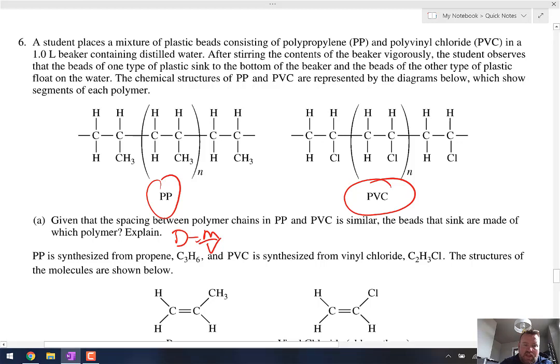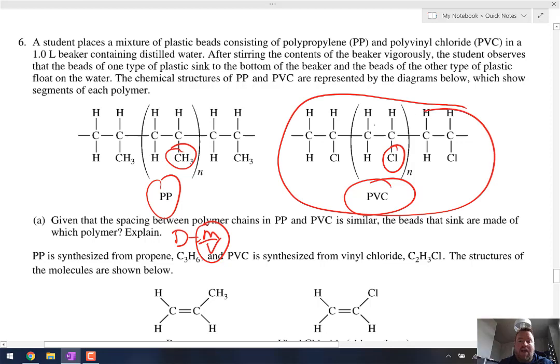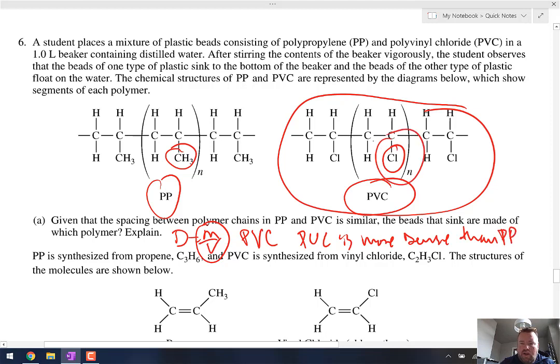And again, density is a measure of mass and volume. And in terms of spacing, they all have very similar spacing. But notice that chlorine is a much heavier atom than that CH3. That's the real difference between polypropylene and PVC, is that chlorine atom. Okay, and that since that's heavier, that means this molecule here is going to be more dense, and that's the one that's going to sink. Okay, so the beads that sink are made of which polymer? PVC. And why? Because PVC is more dense than PP because of that chlorine atom.